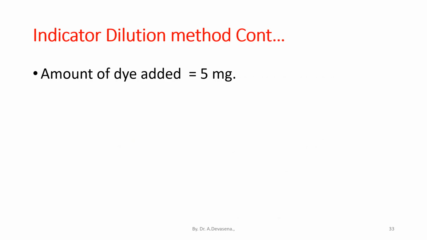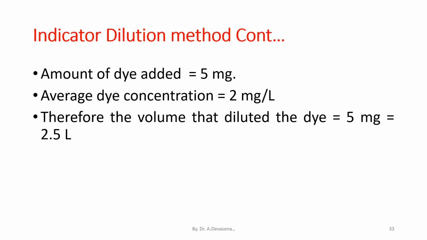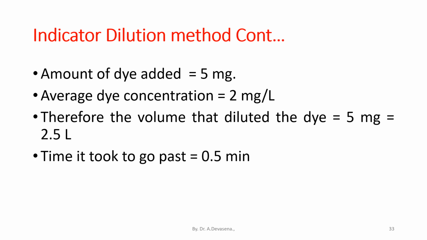Amount of dye added is equal to 5 mg. Average dye concentration is equal to 2 mg per liter. Therefore, the volume that diluted the dye is equal to 5 mg divided by 2 mg per liter, that is 2.5 liters. Time it took to go past is equal to 0.5 minute. That is, flow rate is equal to 2.5 liters per 0.5 minute, that is equal to 5 liters per minute.